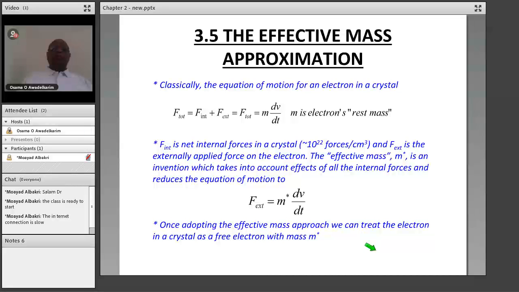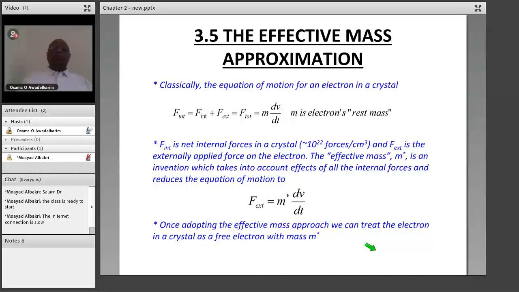Now, this is what we discussed: the solid isolated from everything else. So we just considered one electron in a periodic potential, which is the solid, and there is nothing else surrounding this solid. So the solid is completely isolated from all the surroundings. Okay, and we got the band scheme.